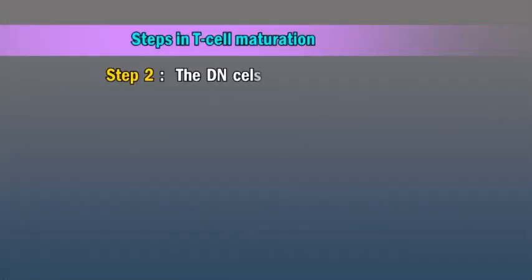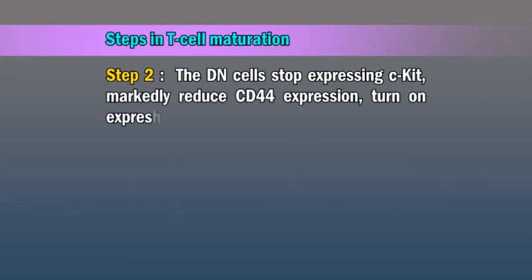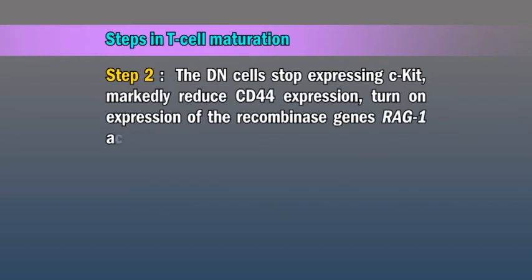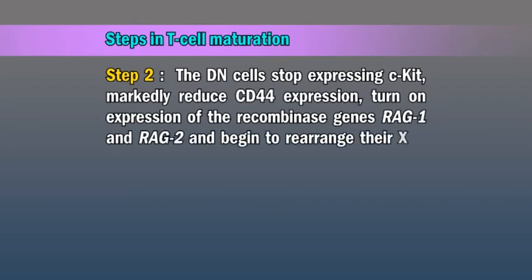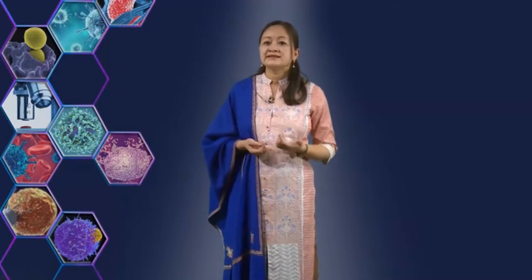Step 2. The DN cells stop expressing c-KIT, markedly reduce CD44 expression, turn on expression of the recombinase genes REC1 and REC2, and begin to rearrange their TCR genes. Initially, the DN cells begin to rearrange the TCR beta chain genes and start expressing the beta chain.